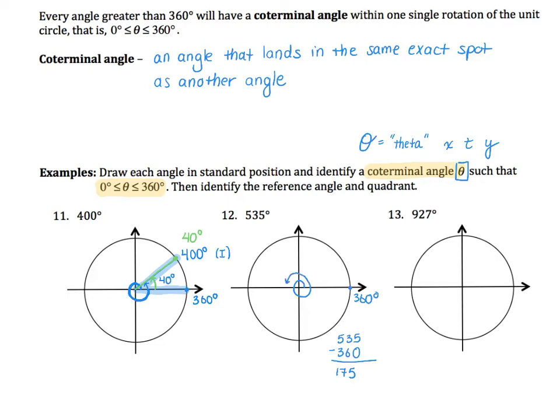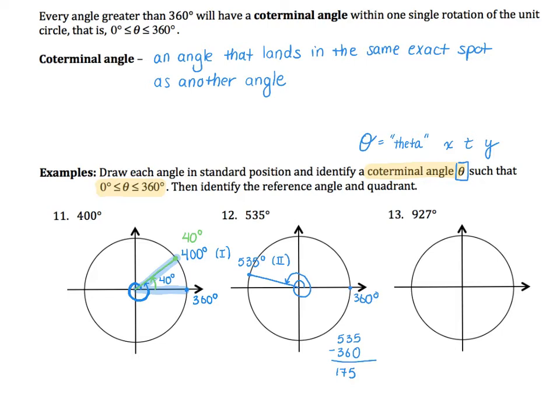Almost to 180. There we go. So I'm going to mark this as 535 degrees. I have landed in quadrant 2. All right. And before I can identify the reference angle, I should probably figure out what angle between 0 and 360 I am coterminal with.